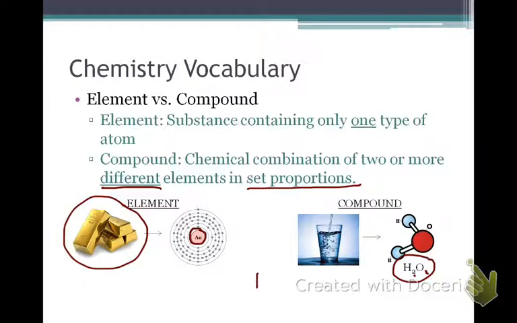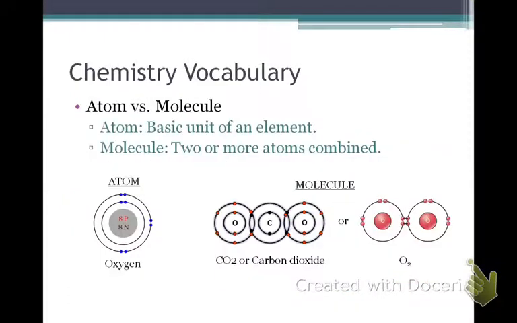If I were to change those proportions, let's say I change this into H3O, I now have the hydronium ion, which is not the same as water. Or let's say I take a hydrogen away. I now have hydroxide, which again is not water. So the set proportions are like the fingerprint or the identity of the compound. You mess with the proportions and you've changed the compound.